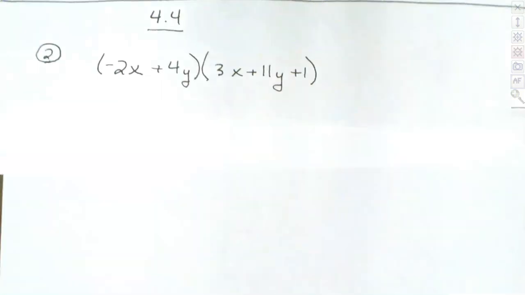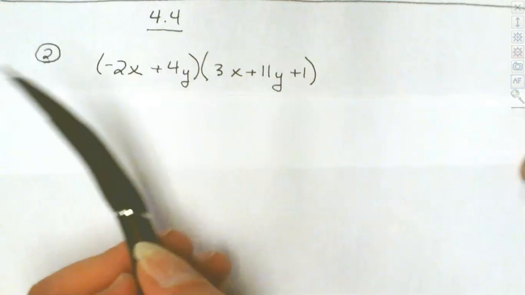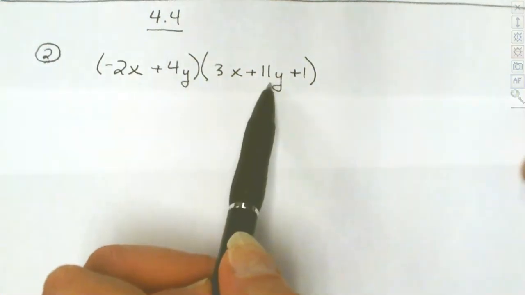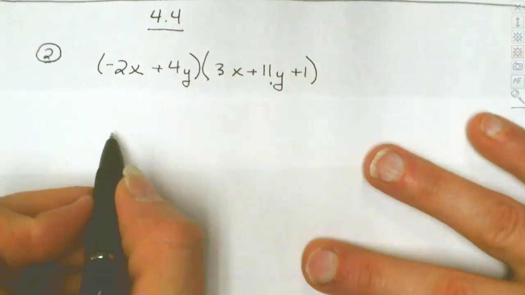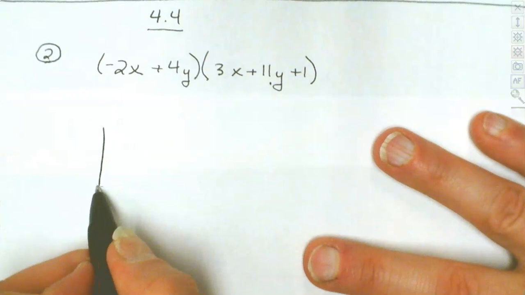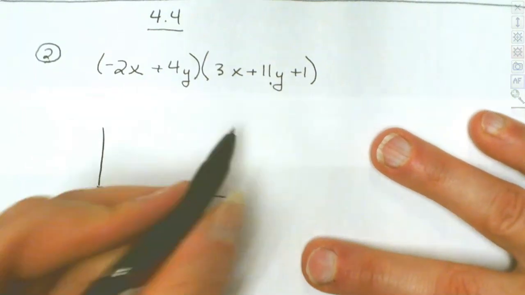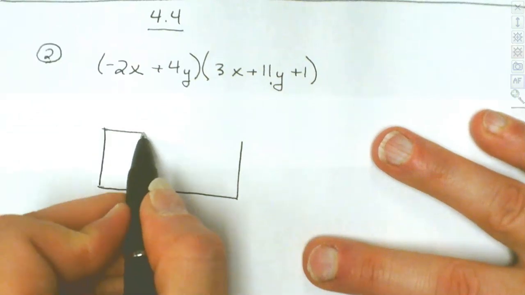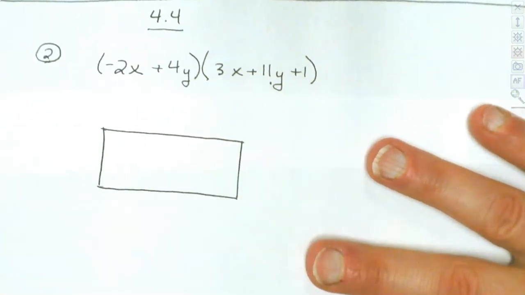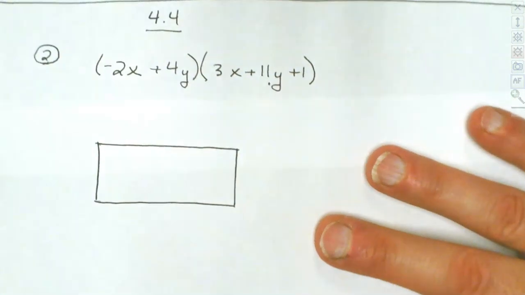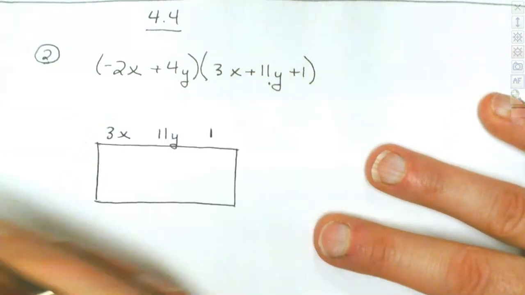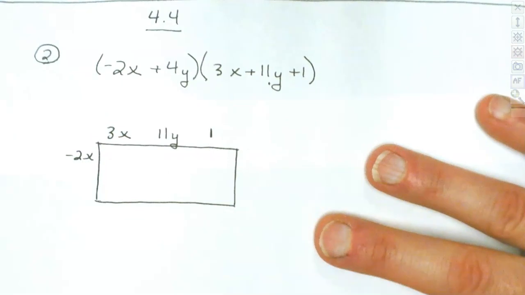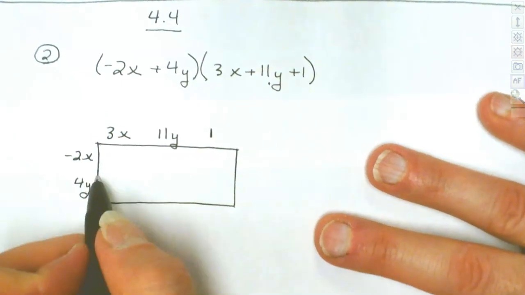So we cannot FOIL this out. Why not? 2 terms here, 3 terms here. So it's too big to FOIL. So how do we approach it when it's too large to FOIL? Make our box, and then multiply to fill it in. So let's go ahead and make our box here. I always like to write the larger one across the top, smaller one down the side, but it doesn't matter either way. Just one goes across the top, one goes down the side. So that is 3x, 11y, and 1. And then down the side is a minus 2x and 4y.